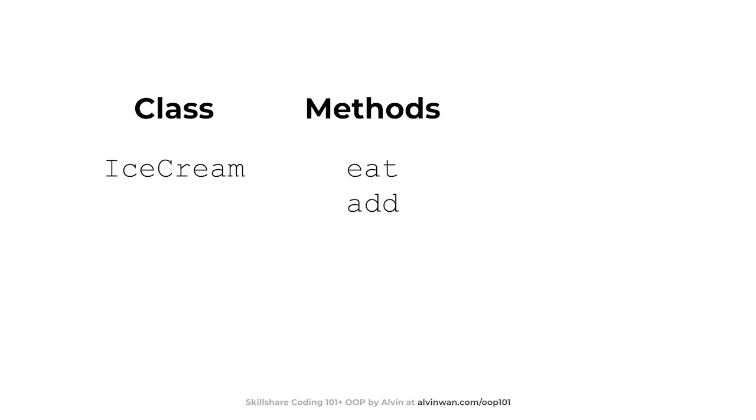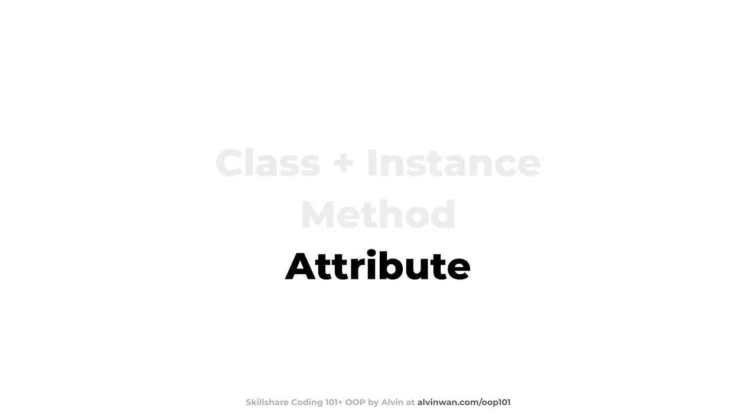In OOP terminology, we design our ice cream class to include the eat and add scoop methods. That concludes methods. But now, how do we implement these methods? Well, each of our ice cream instances needs to know how many scoops are left. That brings us to attributes.